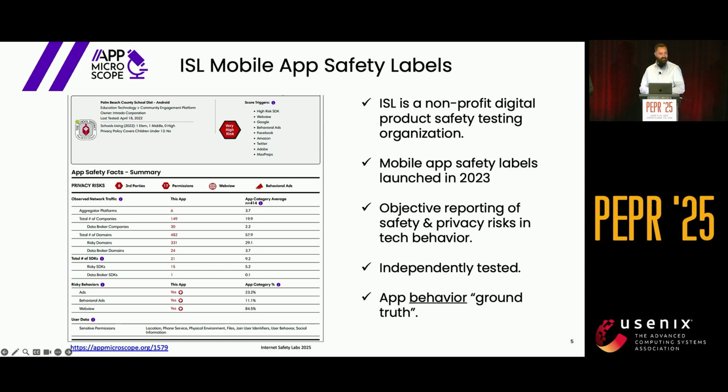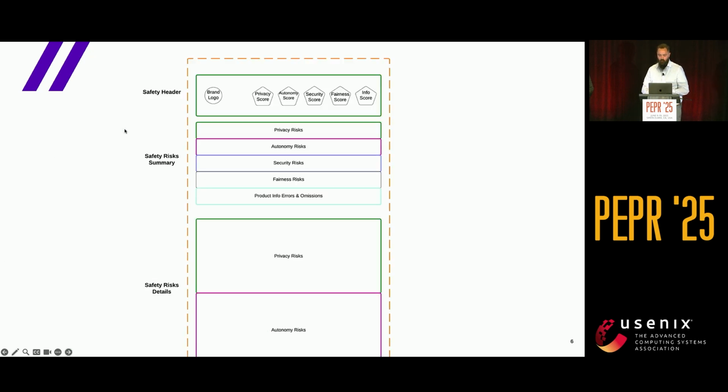We launched these labels in 2023, and they currently focus on reporting the safety and privacy risks in the tech behavior. As of today, we've built out the privacy score, but we have a roadmap of what we're building out over time. We'll be adding dark patterns, which is the autonomy score seen here, as well as security risks in 2026, and then automated decision-making risks under the fairness score and discrepancies with the privacy policies and product labels.